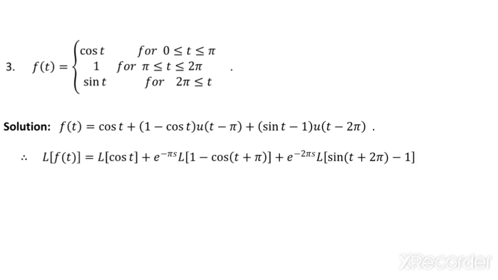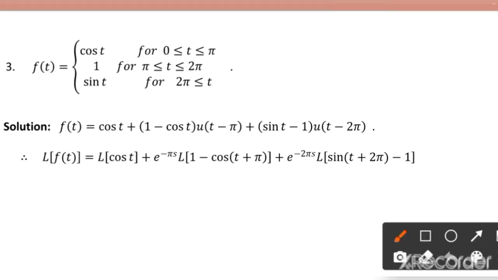Take the Laplace transform on both sides, L of cos t plus e power minus pi s into the Laplace transform, don't take 1 minus cos t as it is, replace t by t plus pi, so that's why it is cos of t plus pi. What is cos of t plus pi, you have to simplify, that gives minus cos t, so minus of minus plus cos t. So the third term is e power minus 2 pi s sin of t plus 2 pi minus 1. So what is sine of 2 pi plus t? That is sine t only.